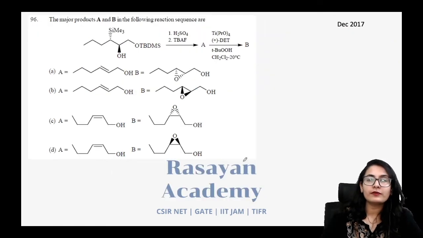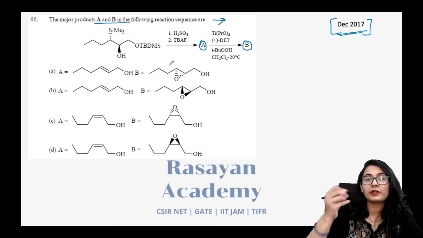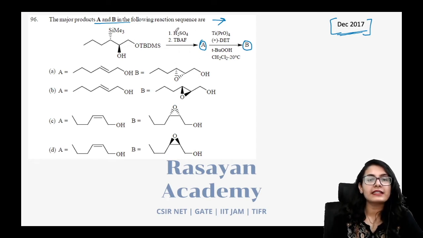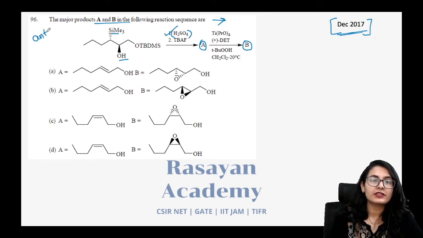So let's move onwards. Next good question, December 2017. The major products A and B in the following reaction sequence. So A and B. So what is mixed with the Sharpless epoxidation? The formation of an alkene. That is, first of all, in the presence of SiMe3 and OH, in the presence of H2SO4, you are doing Peterson elimination. That is anti-elimination, anti-olefination.